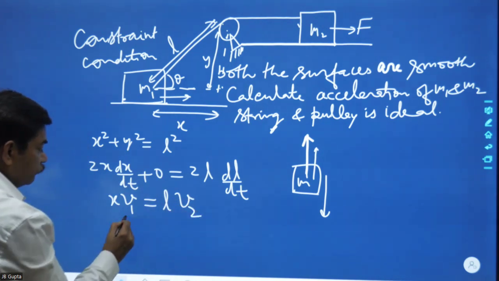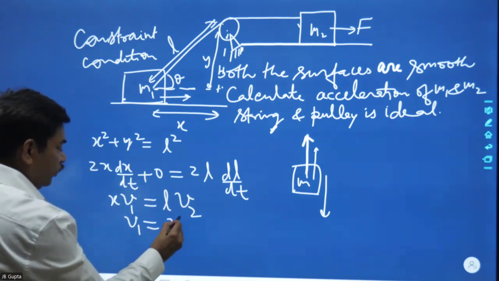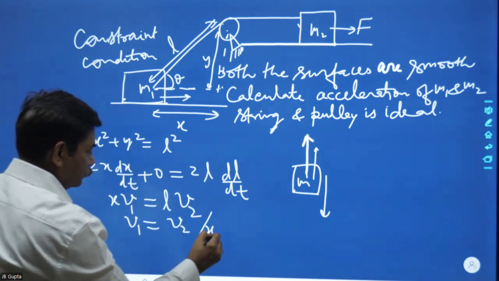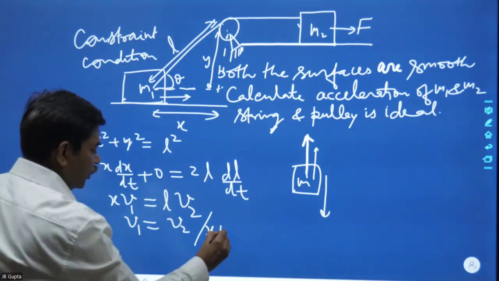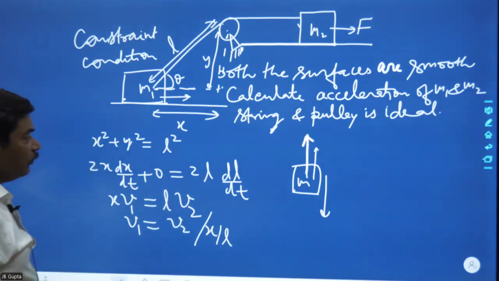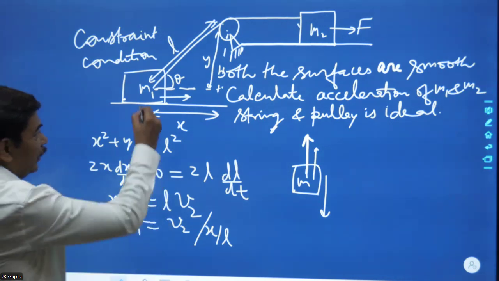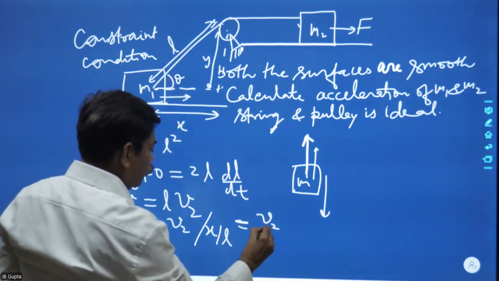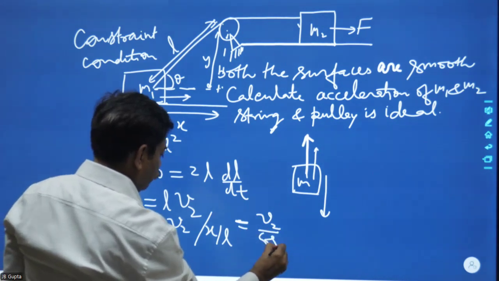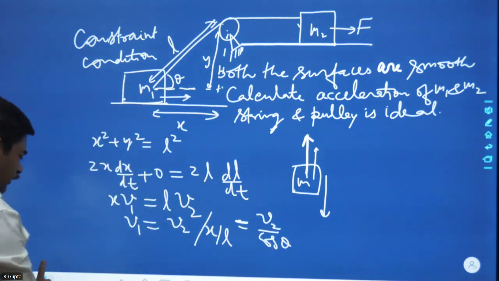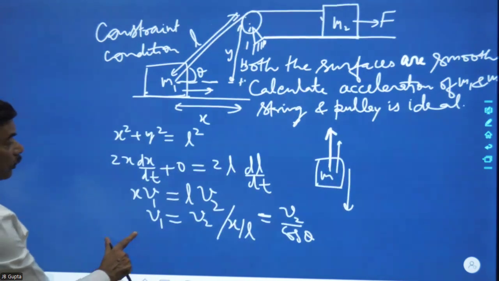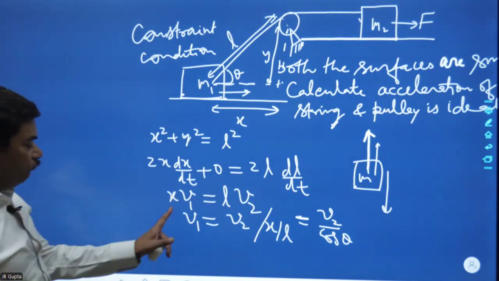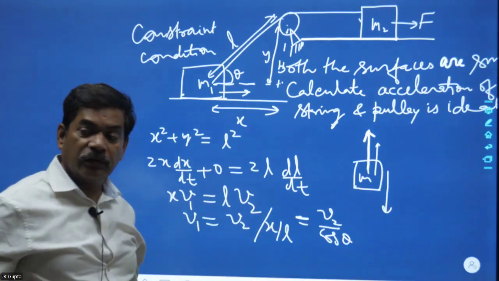So here we have V1 is equal to V2 divided by X over L. Divided by what? X over L. Now see from the figure, X over L is what? It is cos theta. So this becomes V2 over cos theta. Is that clear? This is what? V2 over cos theta. Now you see again, V1 equals V2 over cos theta.